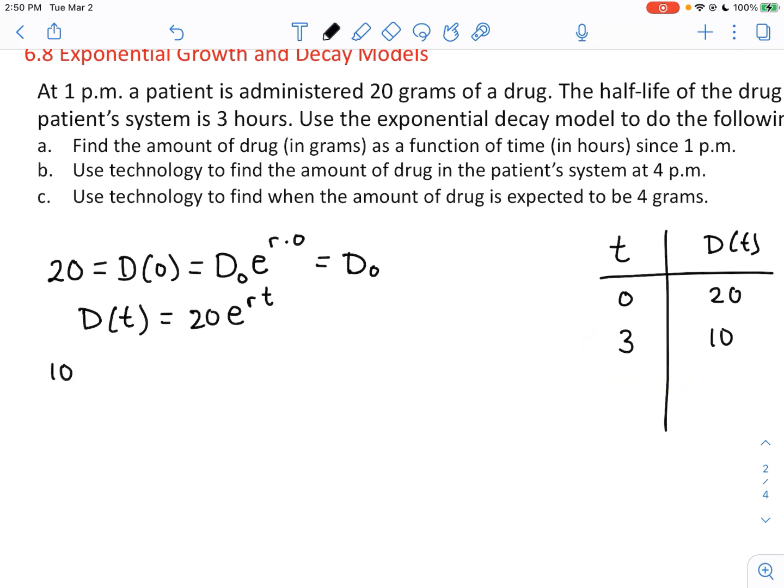So we know that there will be 10 grams at time 3. And we plug 3 into this model, and we get 20 e to the 3r. Now we just have to solve this for r. So divide both sides by 20. So we get 1/2 equals e to the 3r.